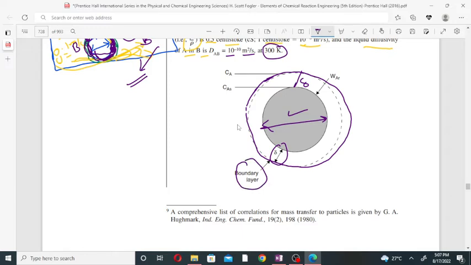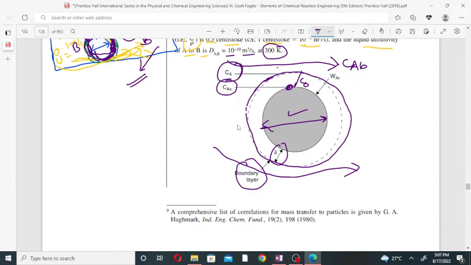The concentration of component A at the surface of the catalyst is denoted by CAS, and the concentration of component A in the bulk flow, which is present here, is denoted by CAB or CA. You can write either CA or CAB. The B stands for bulk region, and CA means the concentration of component A in the bulk region.